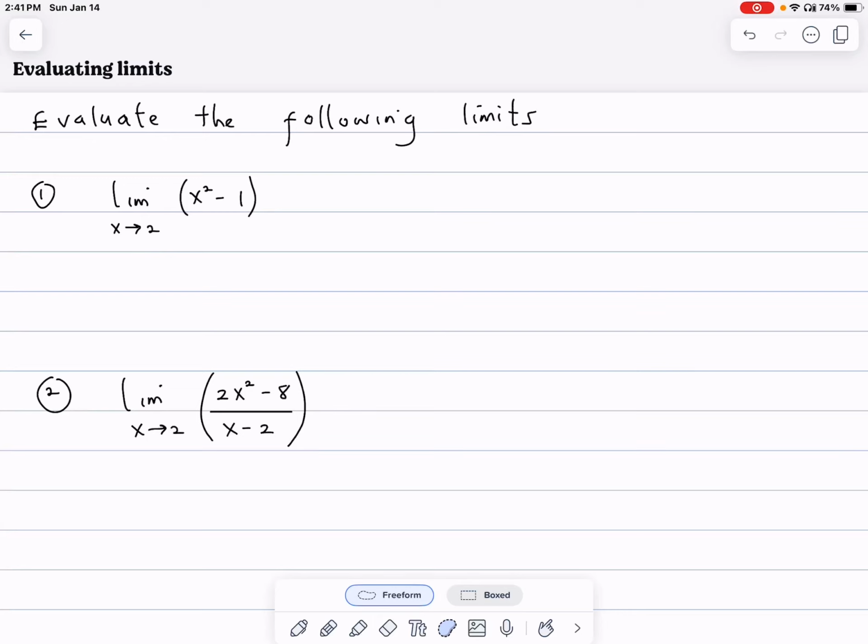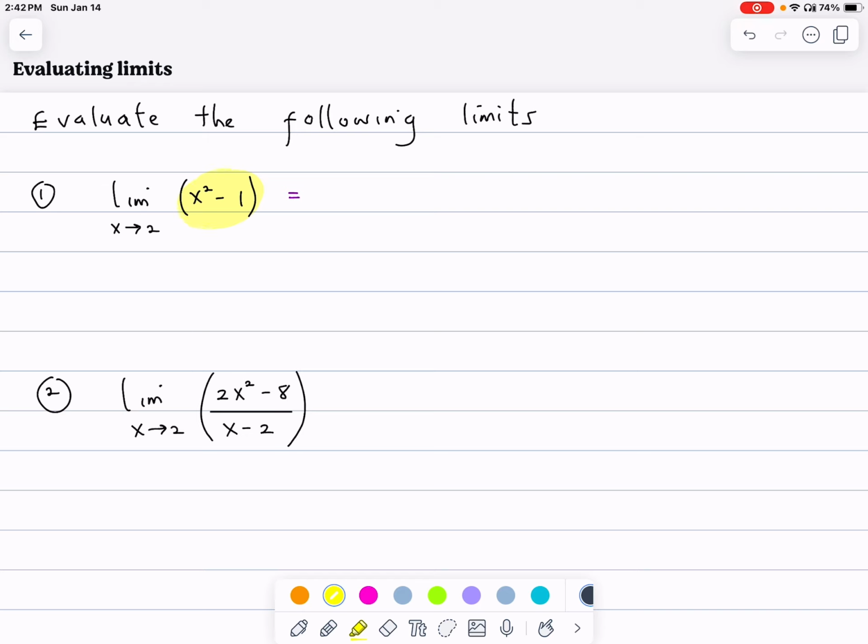Let's evaluate the following limits. So the first one is the limit of x squared minus 1 as x approaches 2. So how can we evaluate this limit? The first thing you want to observe is that x squared minus 1 is a polynomial, right? So this is a polynomial.